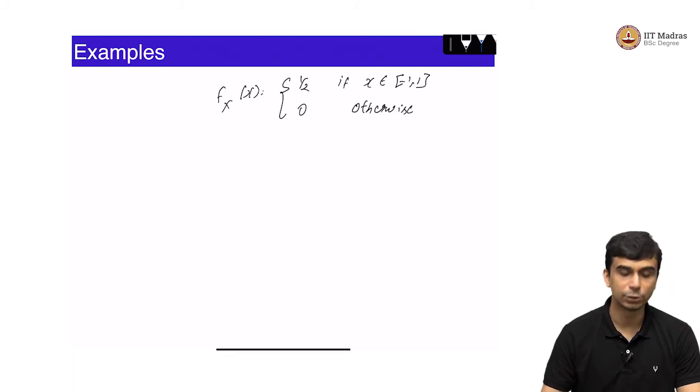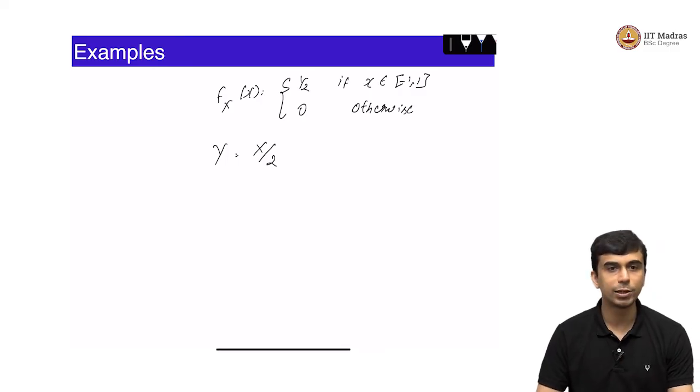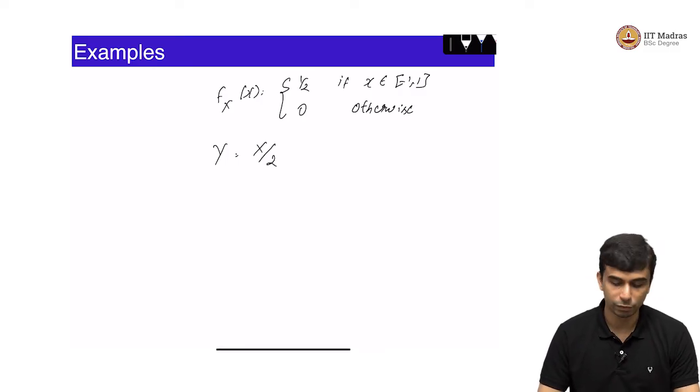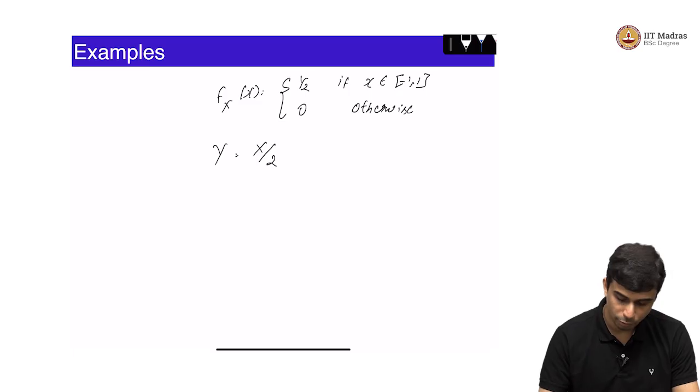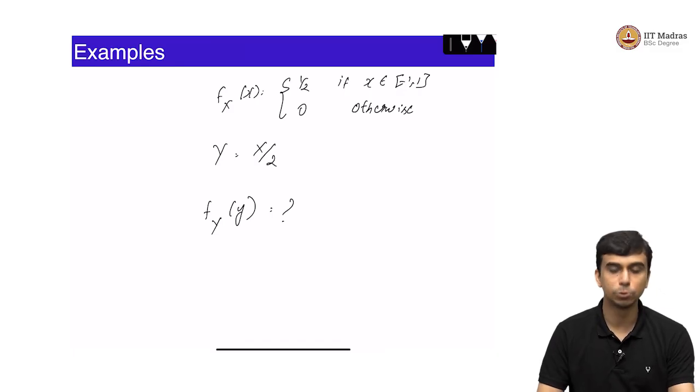Clearly you can see this integrates to 1. Now y, in this case let us say x by 2. You can ask the question, what is the density function of this new random variable y? What is fy of y? That is the question, and you can just use simple logic here.